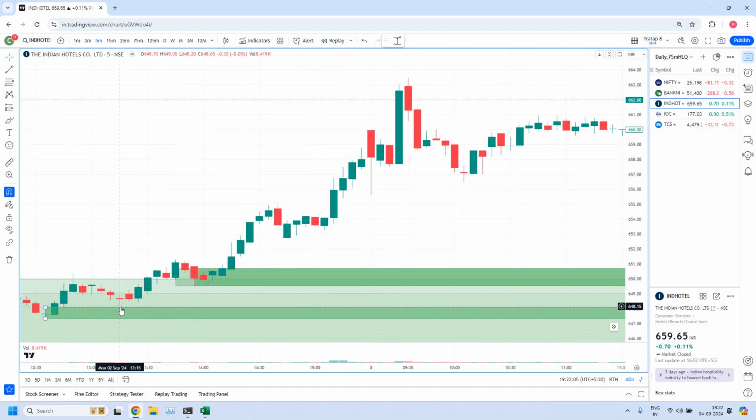See, it came very close to this and again moved up. So in this area, this is a clue. The rejections are away from this zone. Prices are moving away from this zone before reaching. Probably this could be a high liquidity area.